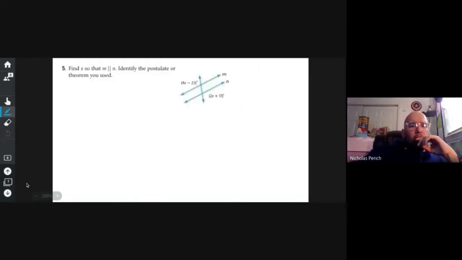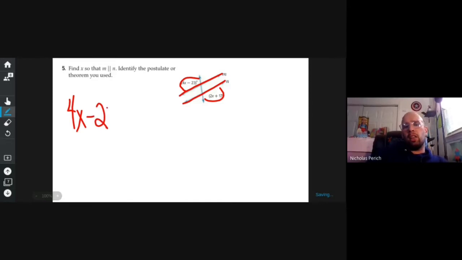Find X so that M is parallel to N. These guys are going to be alternate exterior angles. And if those are equal, then these will be parallel. Well, they're going to have to be equal in order for it to be parallel. So let's set that equal to each other. And this is using the theorem, the alternate exterior angles converse.